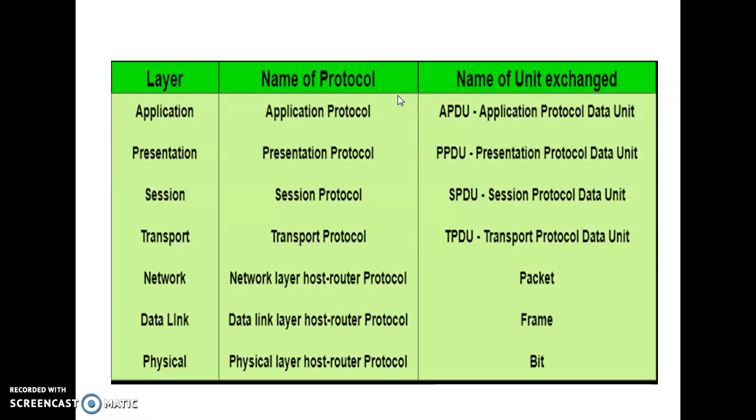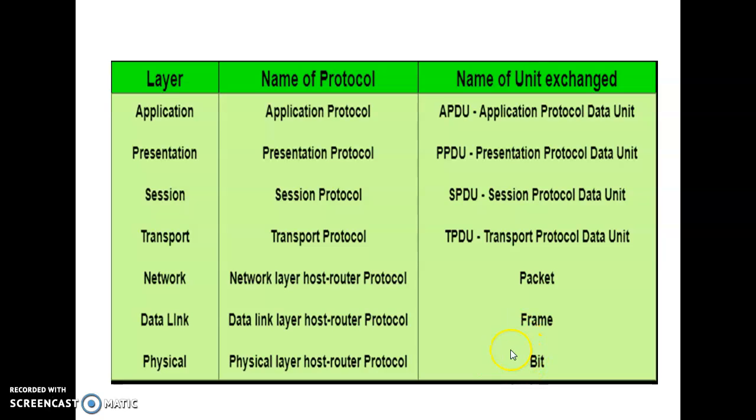So on the whole, a quick snapshot of what we discussed till now: these are all the layers of the OSI reference model: physical layer, data link, network, transport, session, presentation, and application. And as I told you, each and every layer is supported by unique protocols. We have physical layer protocols, data link layer protocols, and all those things. And these are the names of the units of data exchange. I already told you, at the physical layer, the information will be in the form of bits, raw data, right?